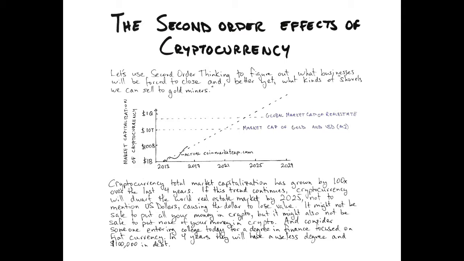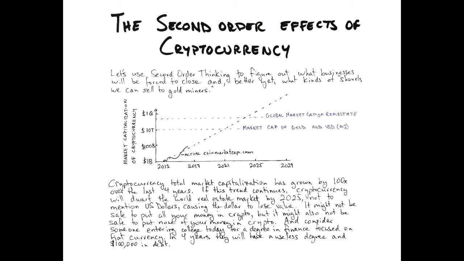So let's consider this. If you're entering college today for a degree in finance focused on fiat currency, that's currencies like euros and dollars and yen, in 4 years you might have a useless degree and $100,000 in debt. 4 years from now, that's 2021. Crypto will be growing so fast at that point, it'll have taken over most of the market. I'm not a very strong believer in getting college degrees anyway, unless you're going to be a doctor or something like that. But if you're going to be a lawyer, say, looking to get into finance or corporate law, maybe it's not all that interesting to do something that's not crypto related.